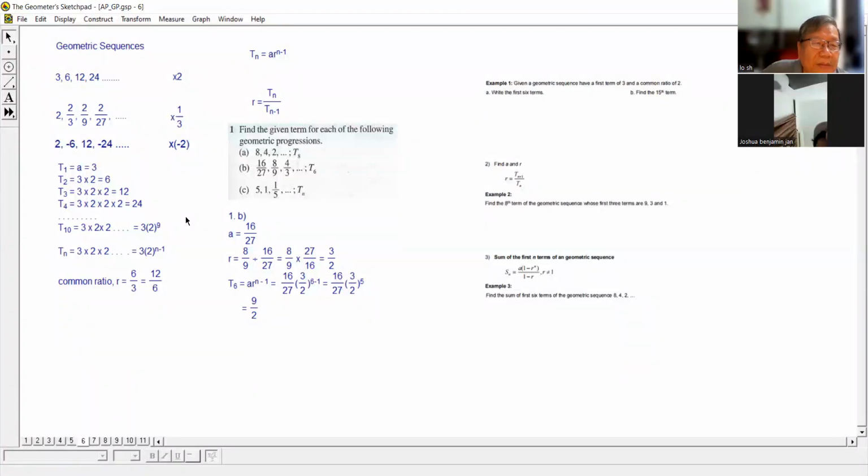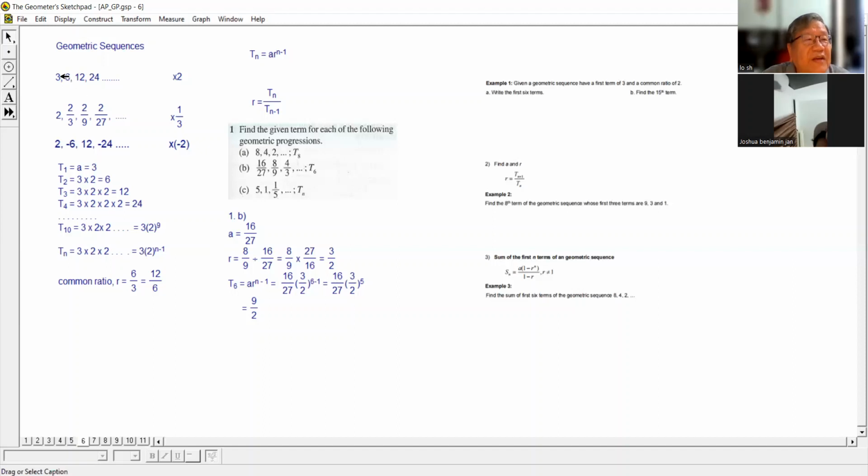Now, similar to our arithmetic progression, for geometric progression, the number that we multiply is not called the common difference. It is called the common ratio. Usually for the common difference, we take the term behind minus the term in front, then we get the common difference. For common ratio, you take the term behind divided by the term in front.